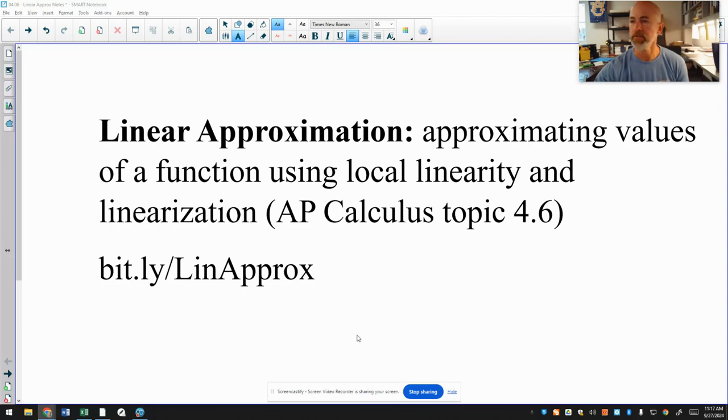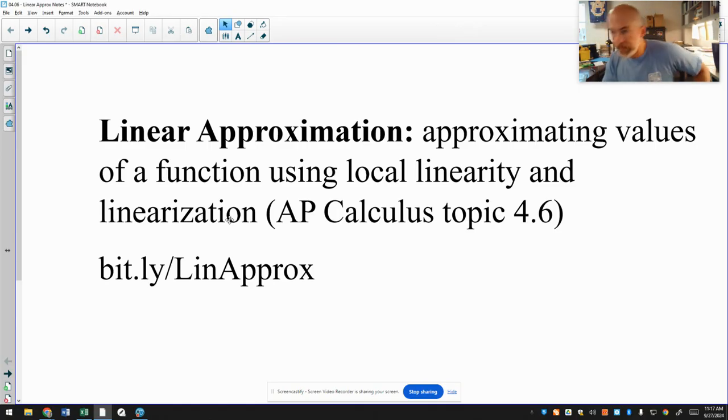We're going to look at linear approximation, and more specifically, we're going to look at using local linearity, also known as tangent lines, to approximate function values. And we'll talk about what linear approximation means in a little bit.